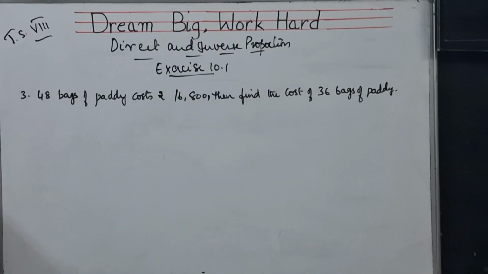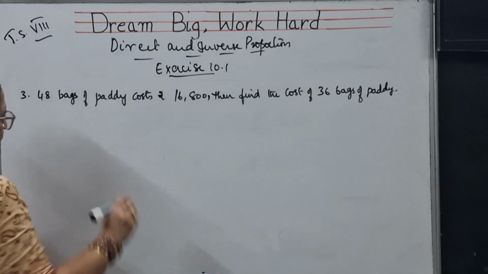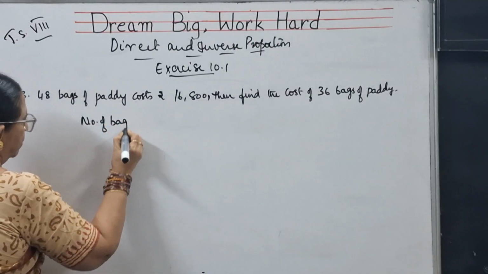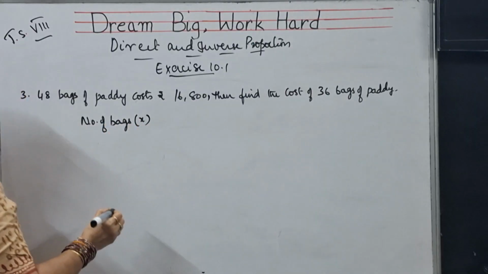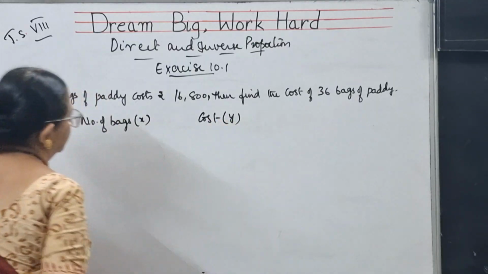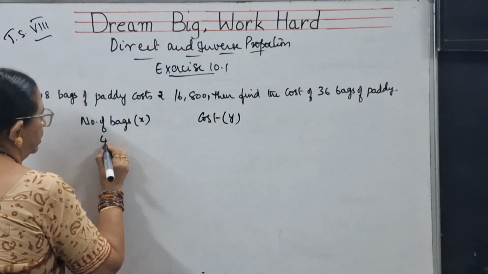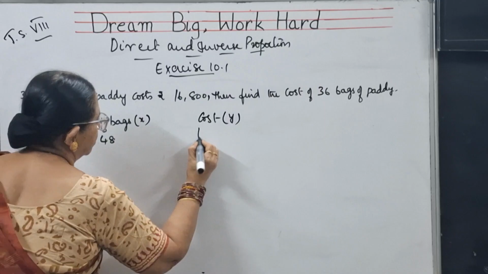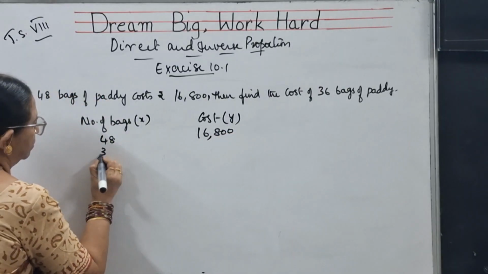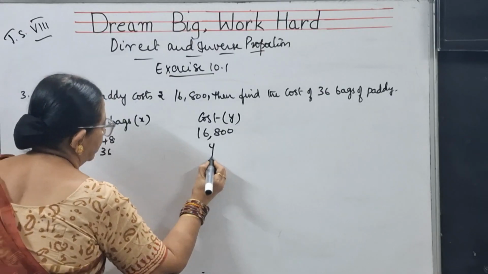Third problem, children. 48 bags of paddy is costing 16,800 rupees. What is the cost of 36 bags? So, number of bags, let us consider it as x, and cost, let us consider it as y. 48 bags are costing 16,800. So, 36 bags cost y.